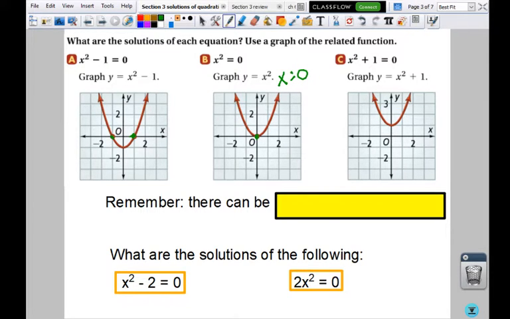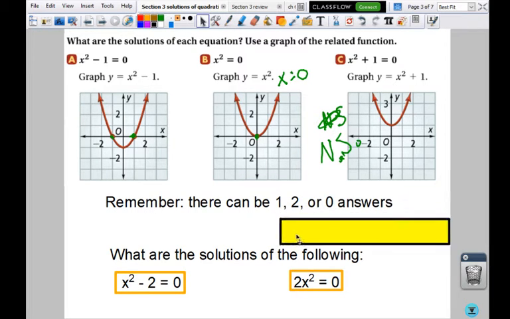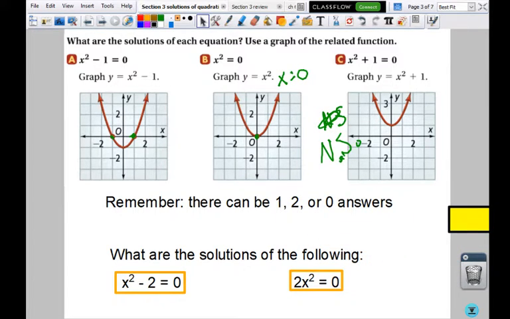And if I were to graph x squared plus 1, does my parabola ever cross the x-axis? No. So I have no solution. I'm going to write NS to abbreviate no solution. It has to cross the x-axis. This doesn't. There's no solution. So as you go through these, remember, there will be 1, 2, or 0 answers. But when it's 0, we say no solution.